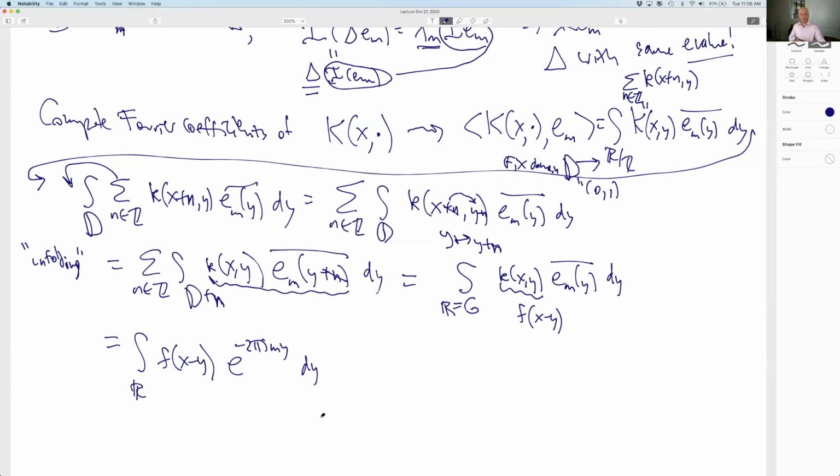So let's make a change of variables. Let's call this variable z. Well, we can just make a change of variables: y goes to y plus x. Let's do it like this. z is equal to x minus y. Okay, so dz is equal to negative dy. x is fixed. And y is equal to z minus x.